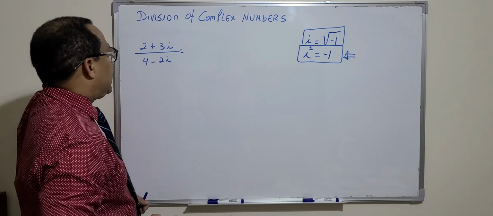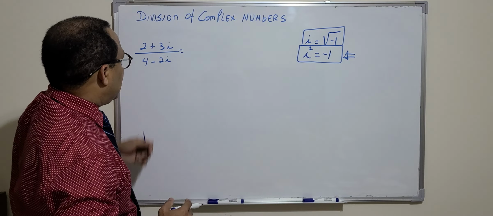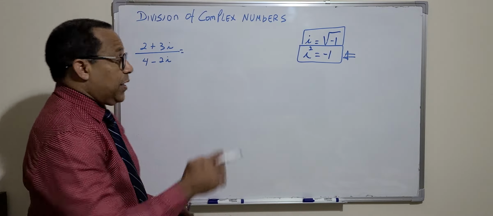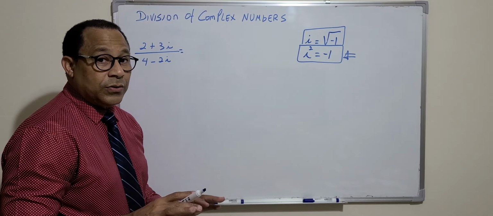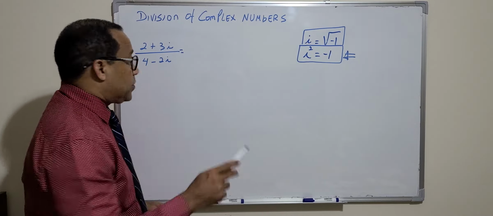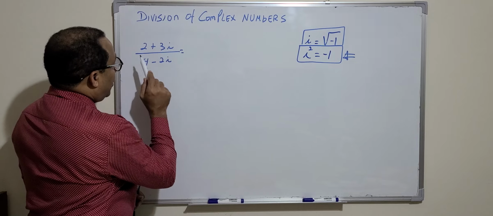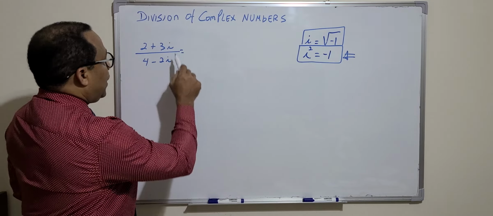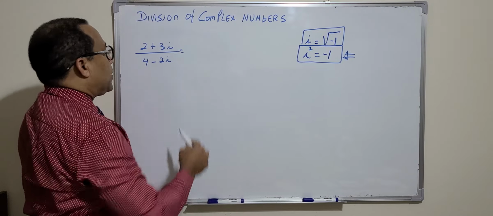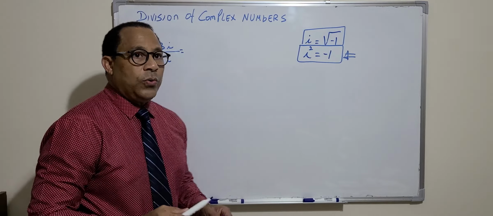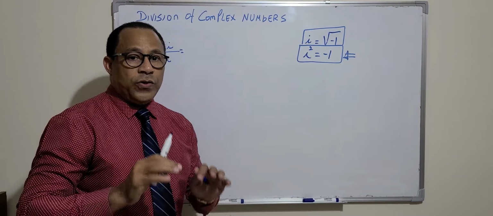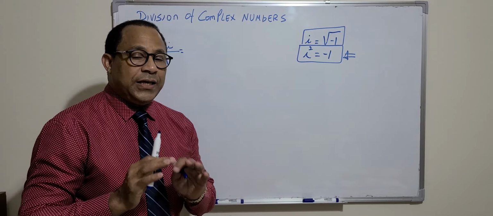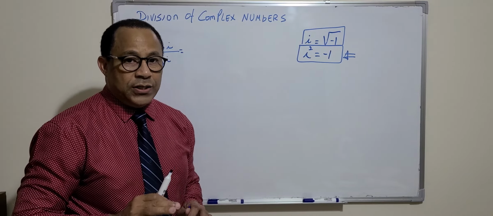Now, let's divide these two complex numbers. And by the way, they are also binomials. As we know, a binomial has two terms. One term, two terms. So let's divide this. In order to divide complex numbers, we need to get familiar with a term, and this term is the conjugate.